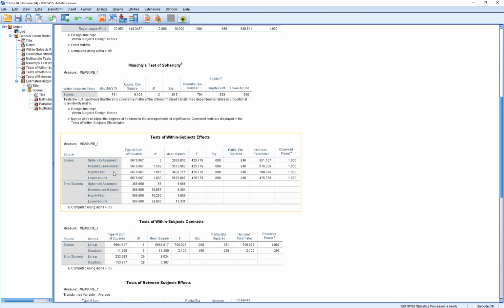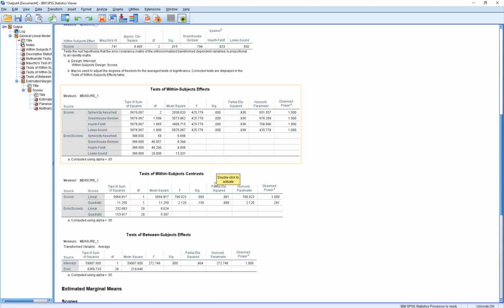Once we scroll down to the test of within subjects factors, we have 4 options here: sphericity assumed, Greenhouse-Geisser, Huynh-Feldt, and lower bound. We cannot use sphericity assumed because we violated the test of sphericity. Instead, we'll use Greenhouse-Geisser, which is right here. We still see a significant difference, which tells us that there is a significant difference between our scores. That is, there's a significant difference between score 1, score 2, and score 3. But just like the regular ANOVA, we're not sure where that difference exists.